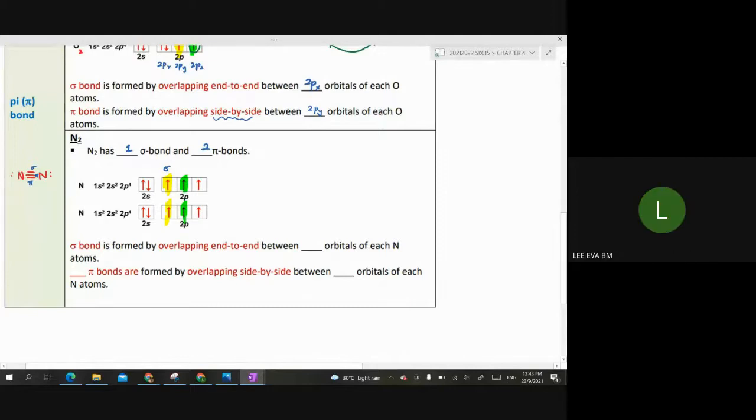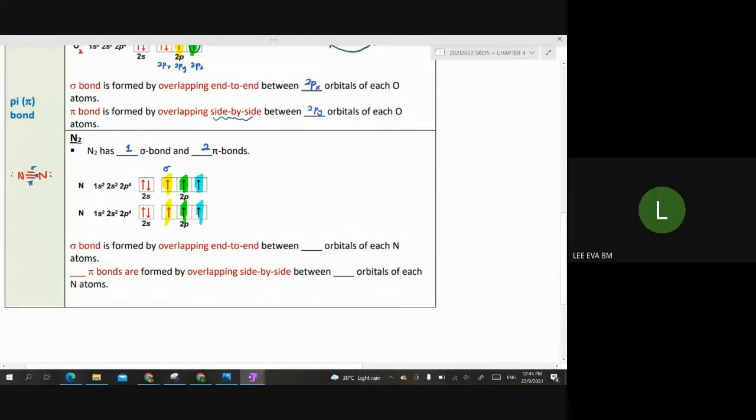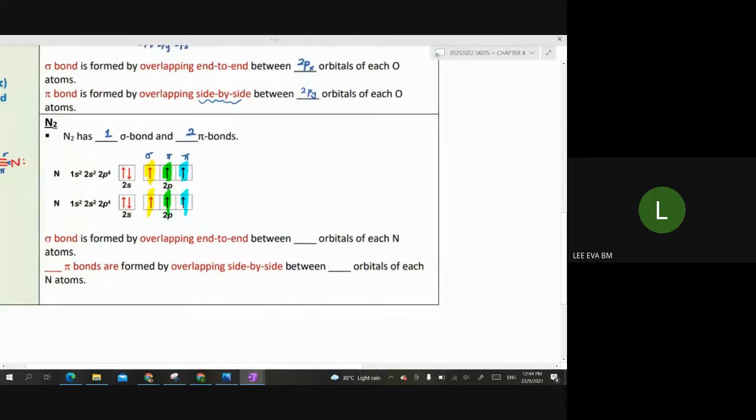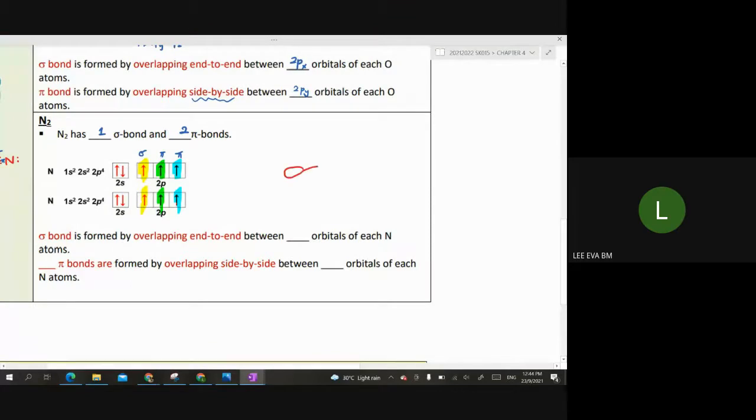Pi. Pi. How about the third bond? Pi. Pi. So here Madam colors sigma, pi and pi. Their overlapping will be more complicated than O2. So don't worry, you begin with the x orbital. X orbital, end to end overlapping, your sigma.